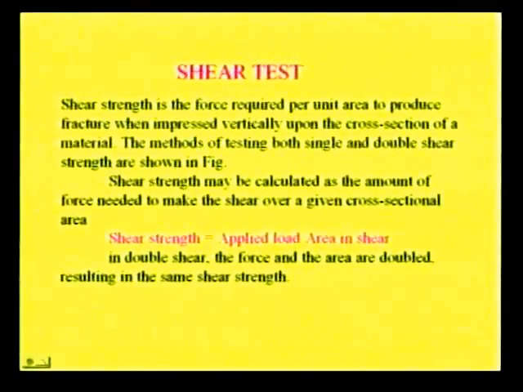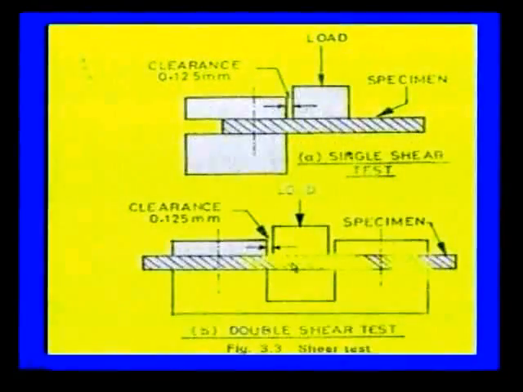The shear strength and area of the shear will be expressed in the following figures. The first figure shows the single shear, where the workpiece specimen is fixed between the two jaws and the load is applied as shown in the figure by maintaining a small clearance, and the corresponding shear area will be calculated. Whereas in the case of double shear, the workpiece is fixed between the two spaces as shown in the figure and the load is applied. In both these cases, single shear and double shear, the amount of shear stress and shear strain is calculated and the corresponding graph is developed.